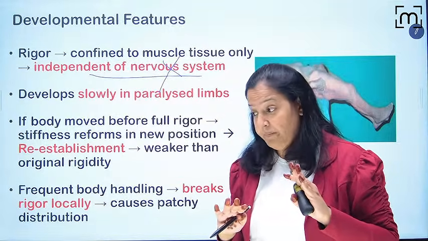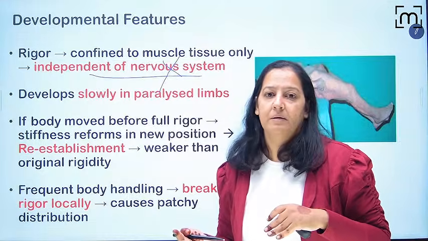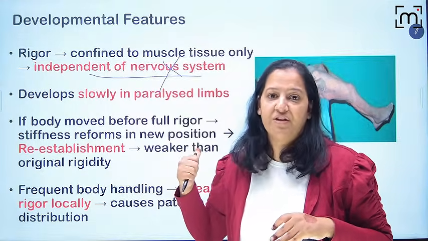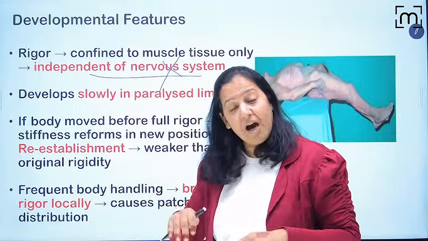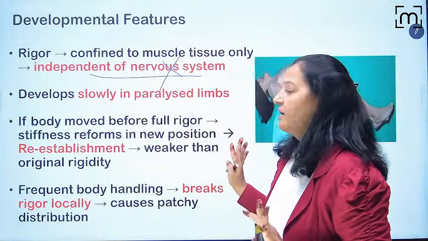I will tell you about cadaveric spasm, which mimics cadaveric rigidity. This is cadaveric rigidity. Cadaveric spasm is due to the nervous system, but this one is not due to the nervous system.